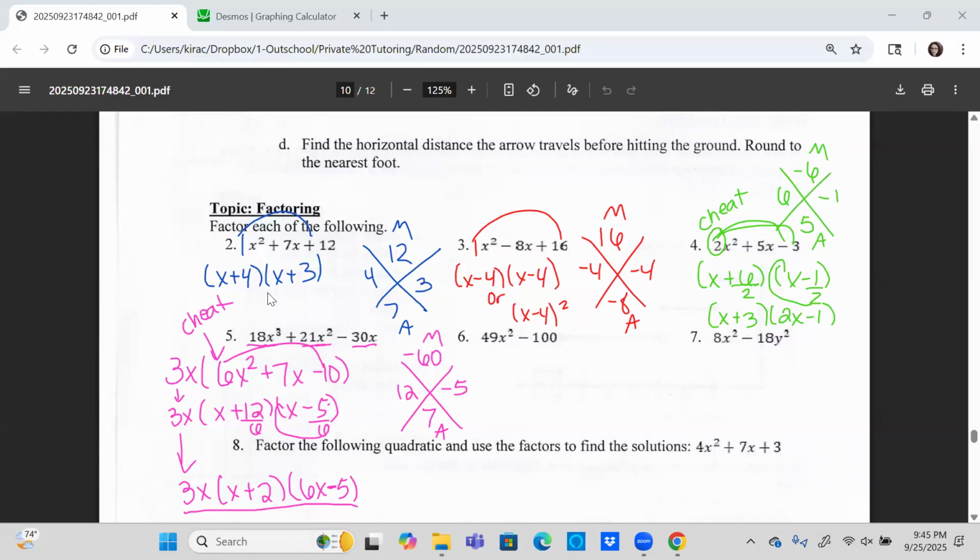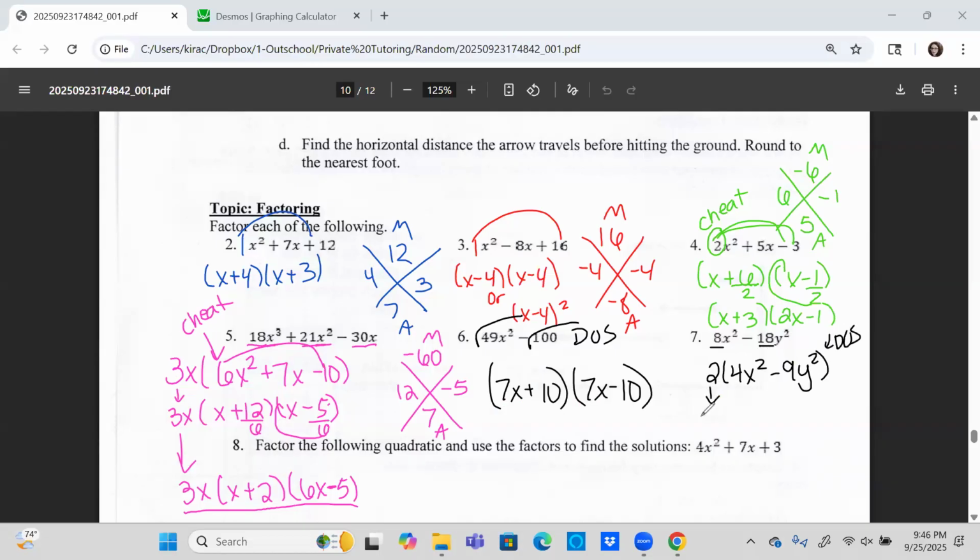The next one, number 6, is a difference of squares. You just set up your 2 parentheses, take the square root, which is 7x. Take the square root, which is 10. Give 1 a plus, 1 a minus. Done. This one I see a GCF because they're both even. So we could take a 2, which would leave 4x squared minus 9y squared. Now that's a difference of squares. Drop the 2. Set up your parentheses, take the square root, which is 2x, square root, which is 3y, give 1 a plus, 1 a minus.